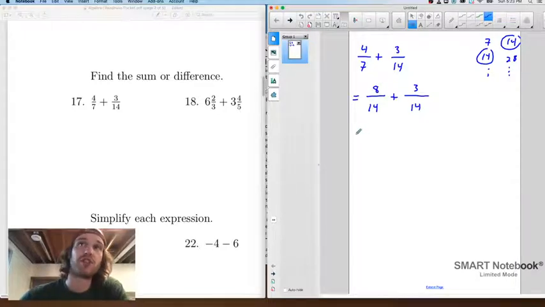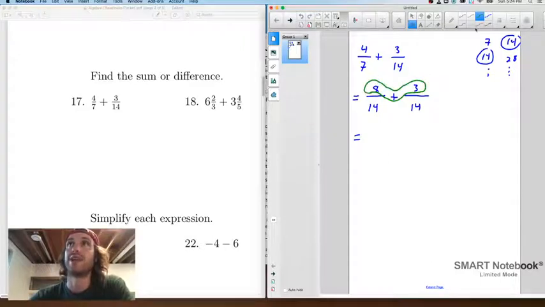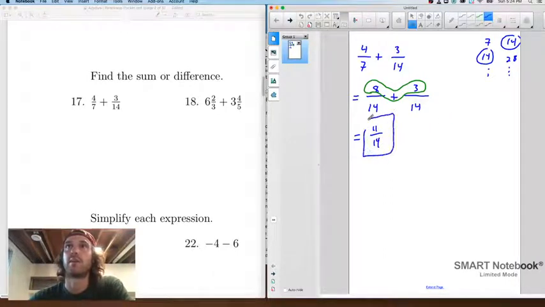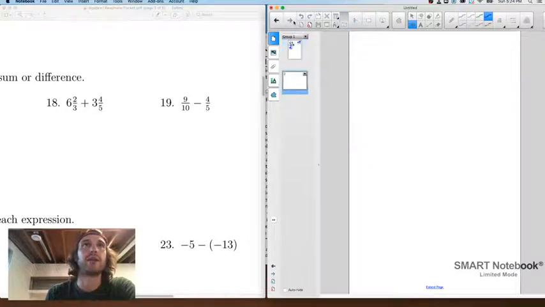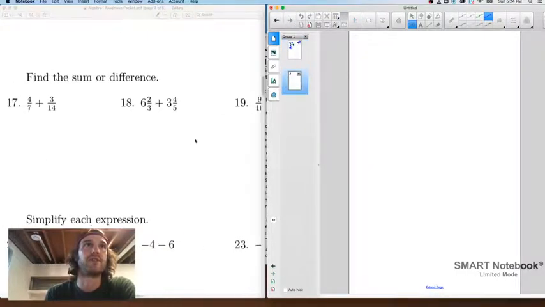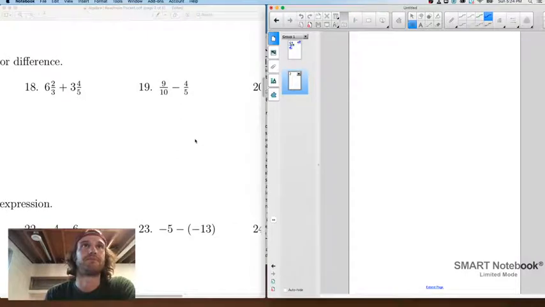Now that our two fractions have the same denominator, that is, the pizza slices are the same size, we can go ahead and add their numerators. 8 plus 3 is 11 over 14. That's our answer, 11/14 there. Bingo. Bazinga, whatever word you prefer. Let's go ahead and do number 19 next, and then we'll tackle these mixed numbers.